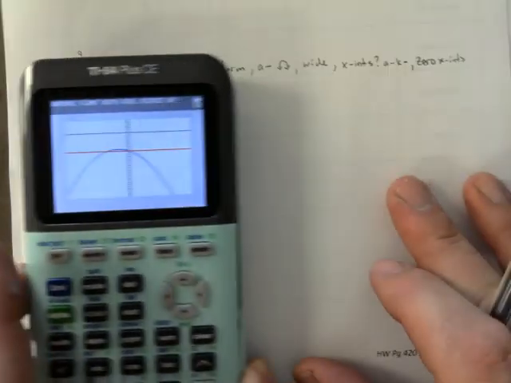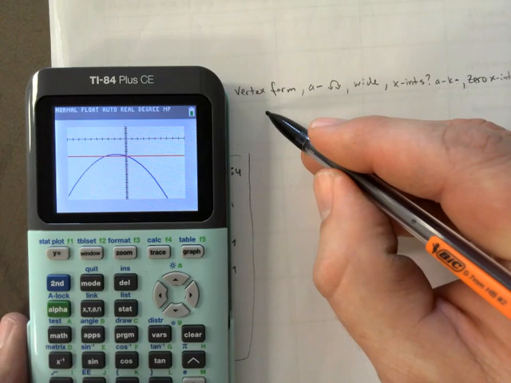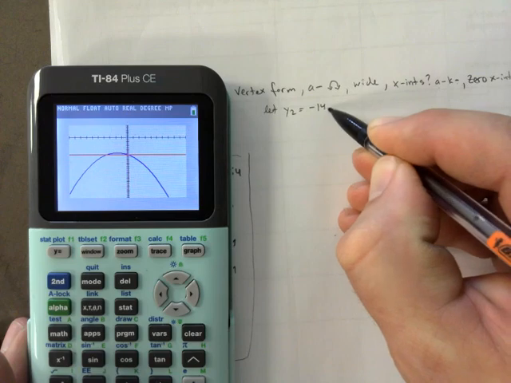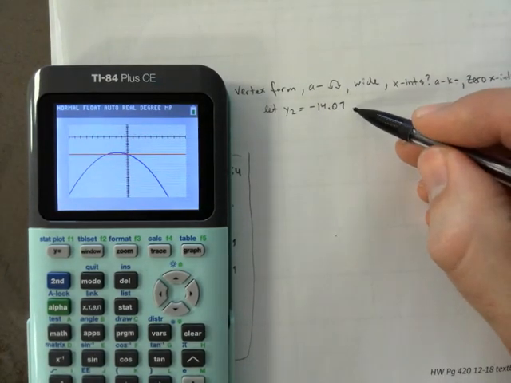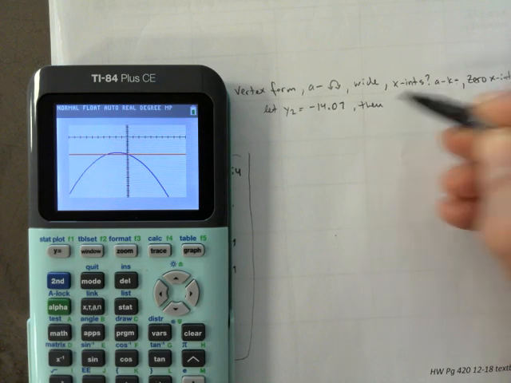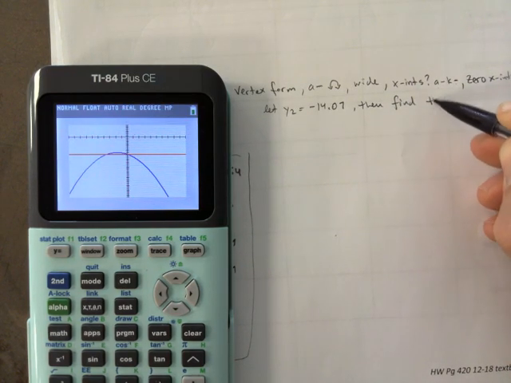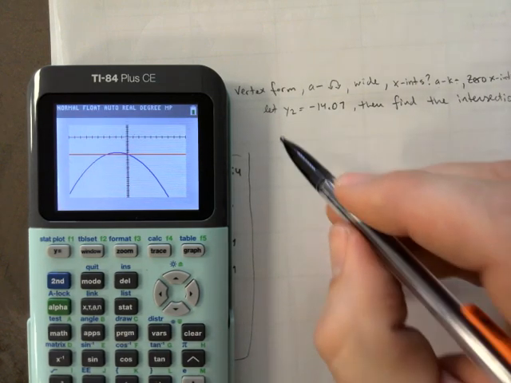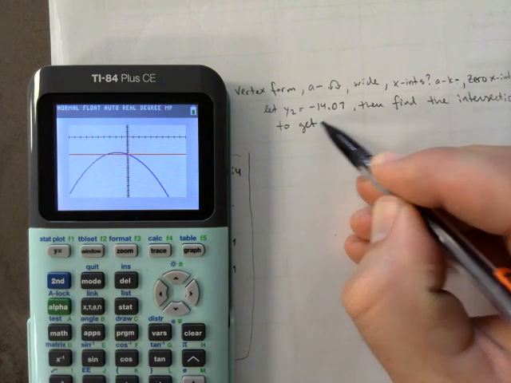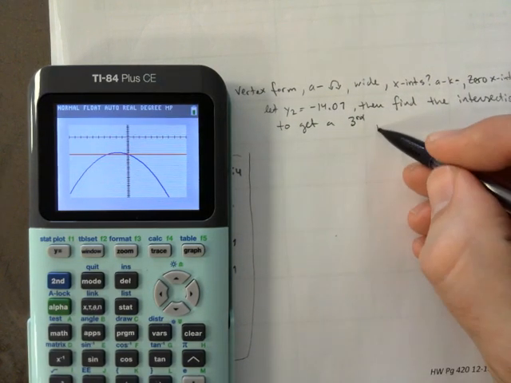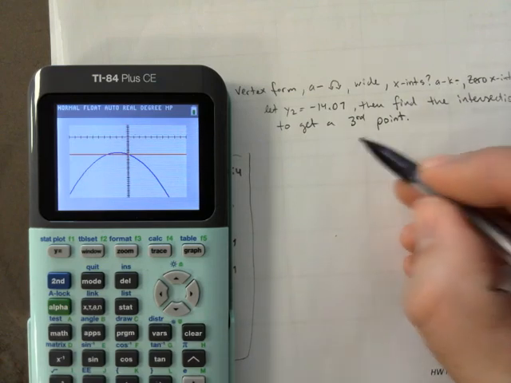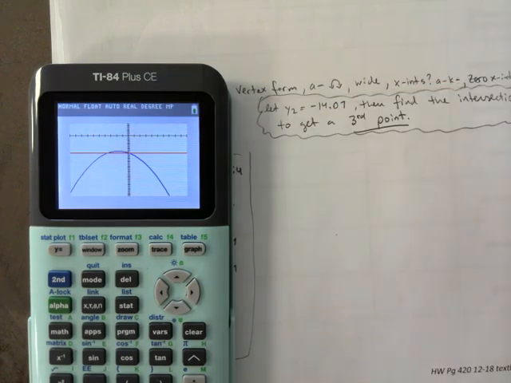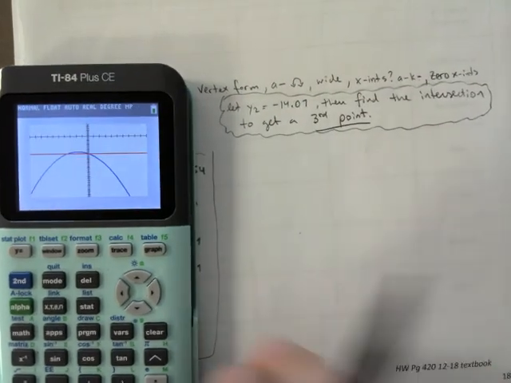I'm just going to tell you what I'm writing down here. I'm going to let y2 equal negative 14.07, comma, then find the intersection to get a third point. This should be in a bubble. And let's find the intersection.